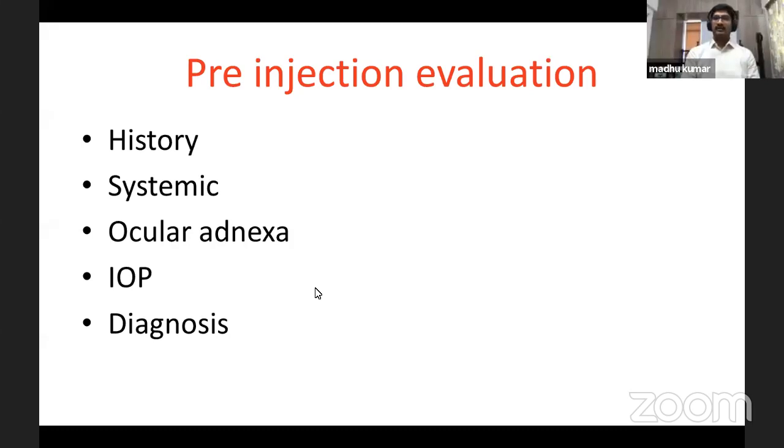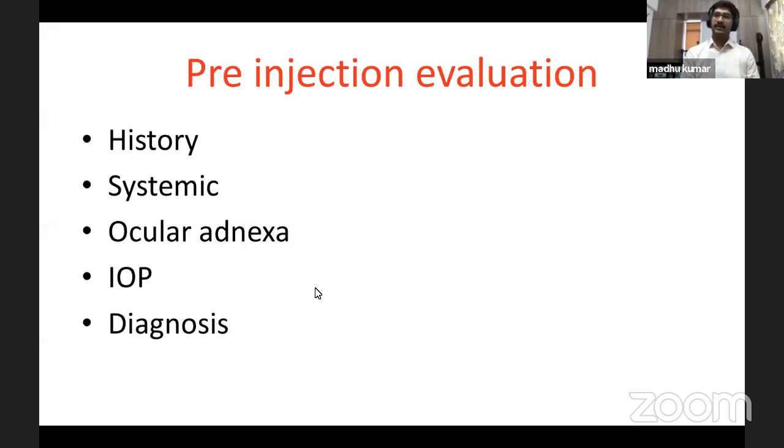The other important aspect is the ocular adnexa. Most of the few endophthalmitis cases following intravitreal injections are because of blepharitis or undiagnosed infection in the ocular adnexa. So it is very important that we evaluate these patients very well and treat it well before we take them up for intravitreal injections.